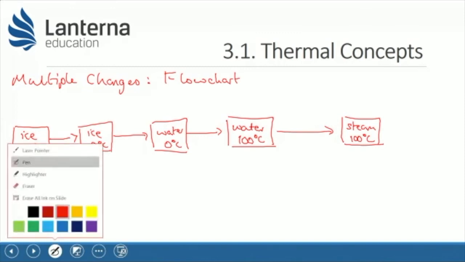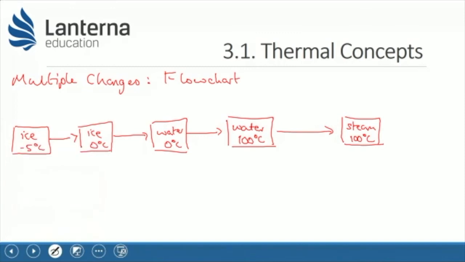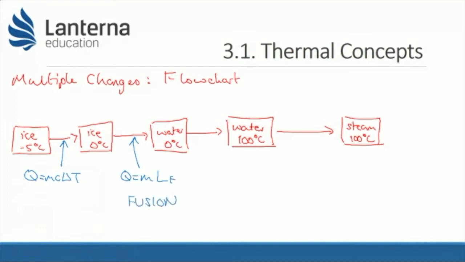So once I've made it clear what the different stages are, I can give each one an equation. So this is a temperature change, so it's going to be Q equals mc delta T. This is a phase change, so this can be Q equals ml. And because it's going from ice to water, it's going to be the latent heat of fusion. So fusion is liquid and solid.